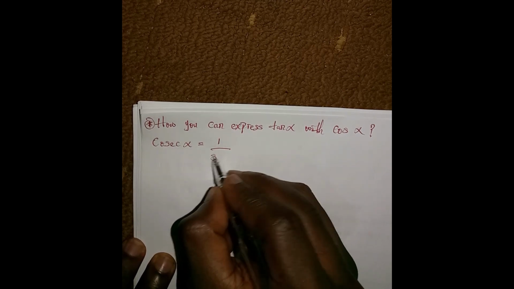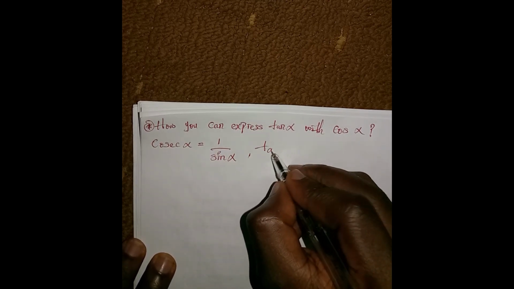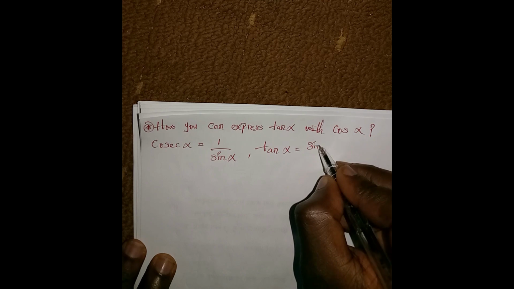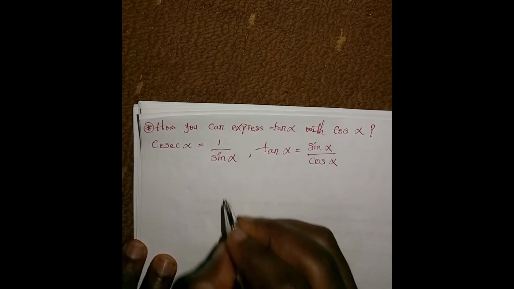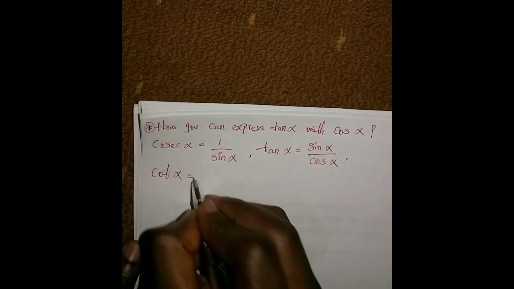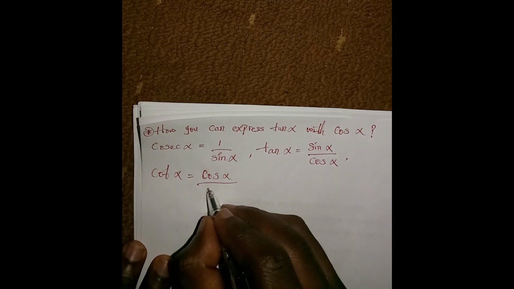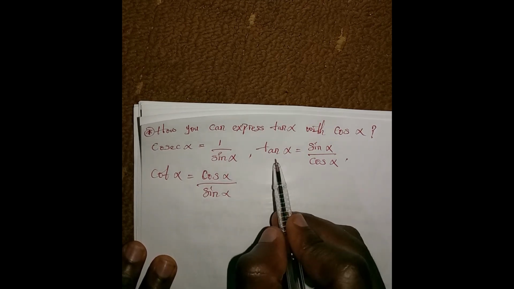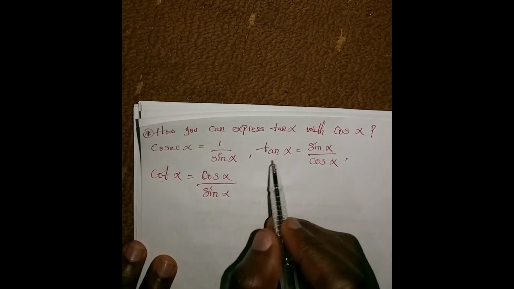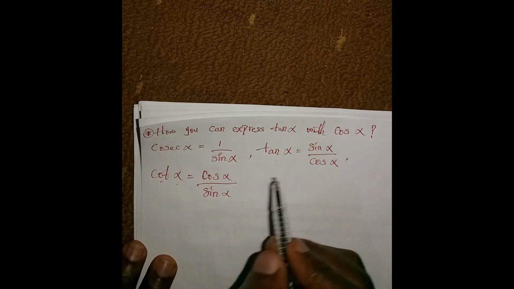equal to 1 over sine alpha. You also have tan alpha, which is given as sine alpha over cos alpha. And lastly, we have cot alpha, which is given as cos alpha over sine alpha, in the sense that cot alpha is the inverse of tan alpha.